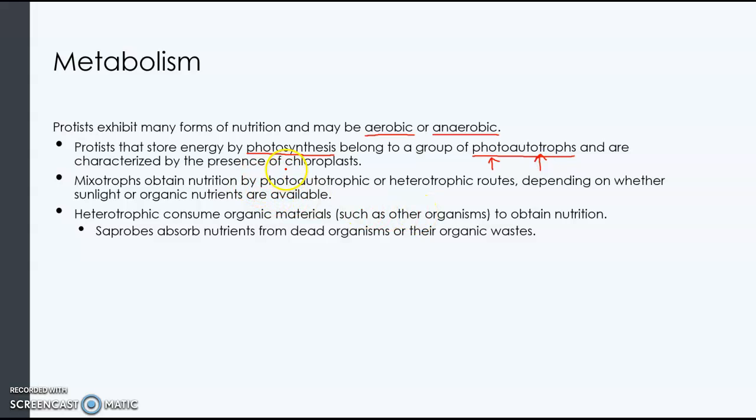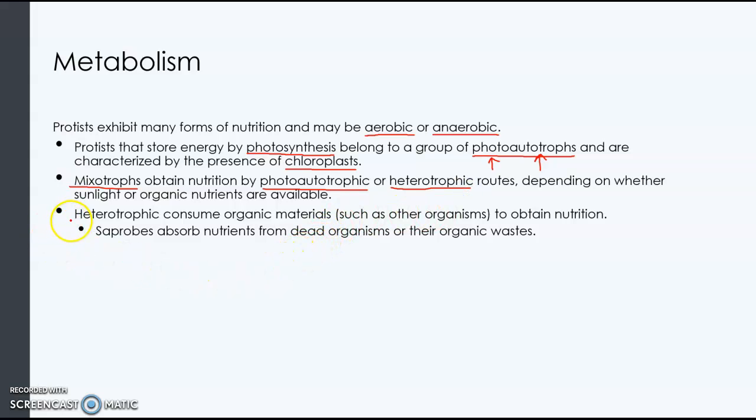So they are going to all carry or have chloroplast. Chloroplast will be one of their organelles. Then we have mixotrophs like the Euglena, which are going to carry out photosynthesis. So they're photoautotrophic when sunlight is available, but they're heterotrophic when sunlight is not available.